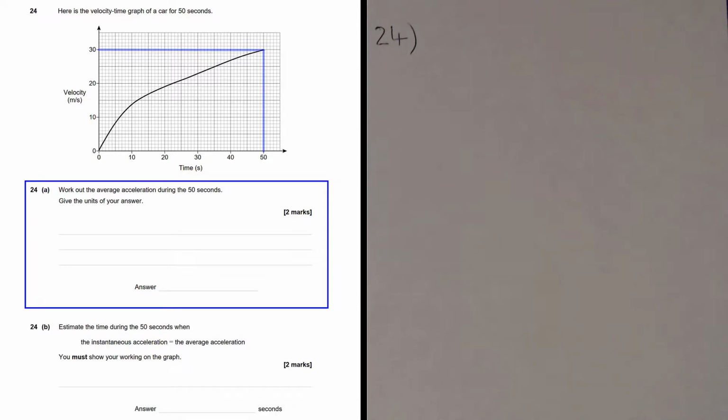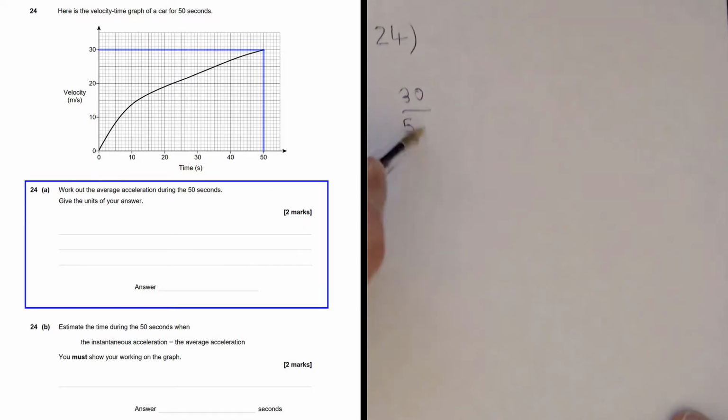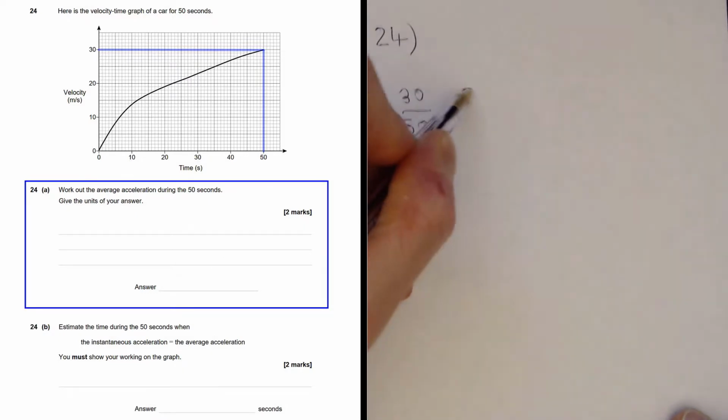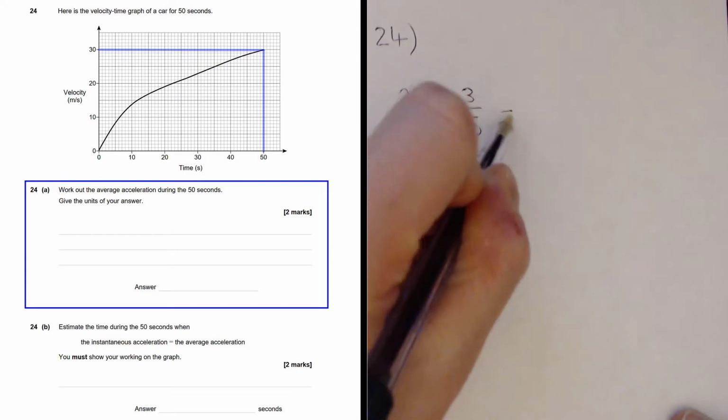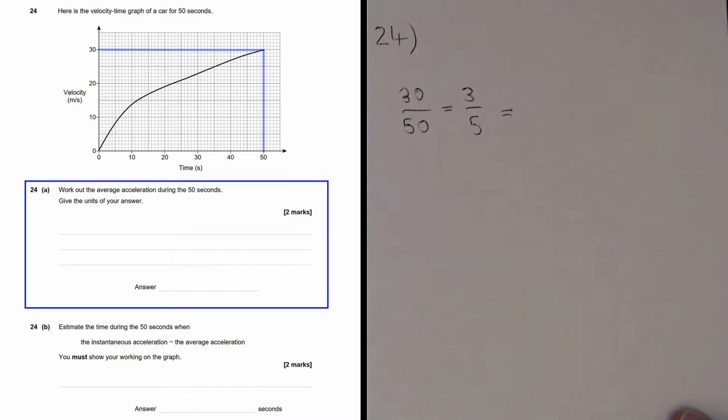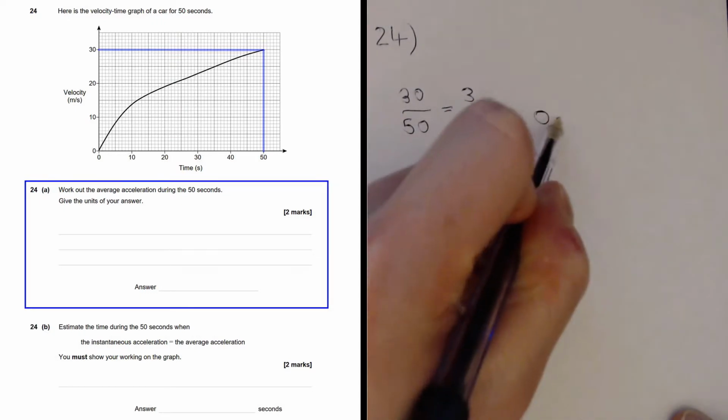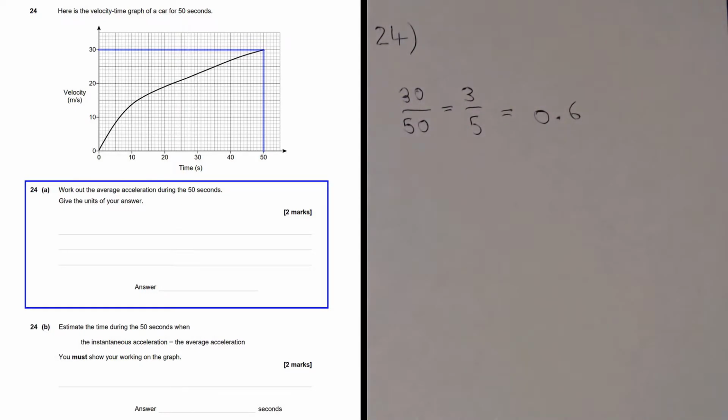If we've got up to a speed of 30 meters per second in 50 seconds, that means that our average acceleration was going to be 30 divided by 50, which is 3 divided by 5, and to divide by 5, that's the same as dividing by 10, then multiplying by 2. So that's the same as 0.6. But what's the units for this?